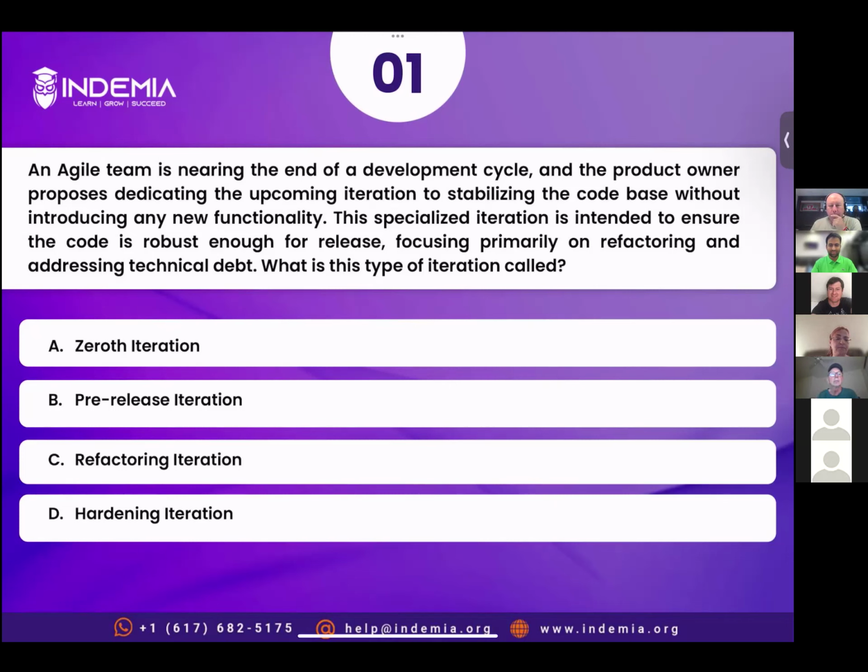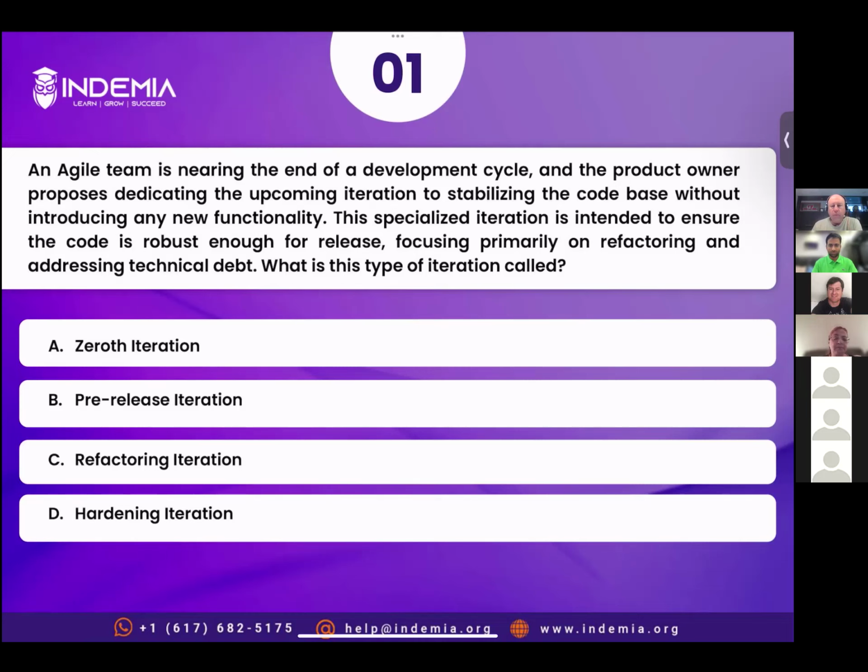All right, thank you. Lala, you have chosen option B. I think pre-release iteration is the one that you actually make sure that the release is defect free. It focuses on the final product, make sure that it's fully developed and tested, and there's no bugs or anything like that.